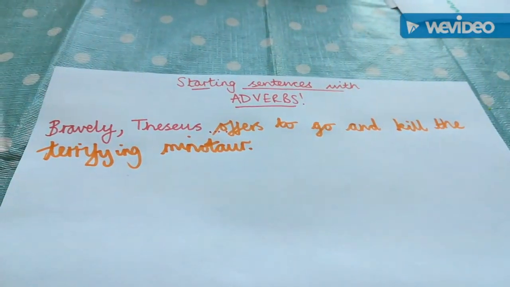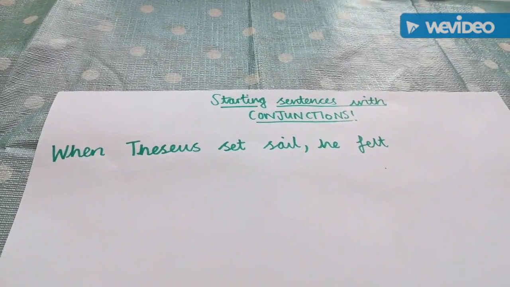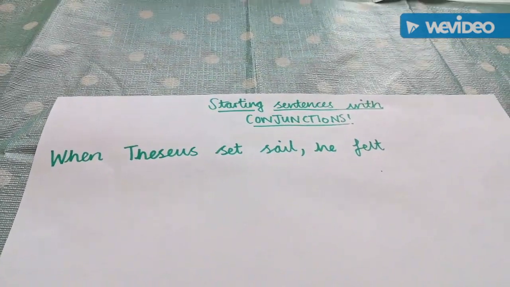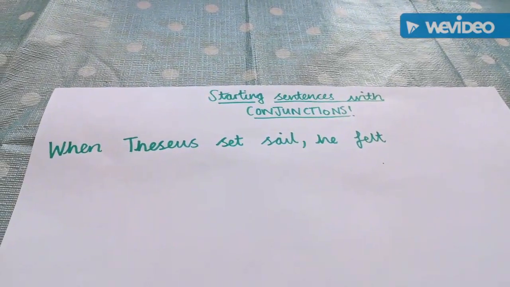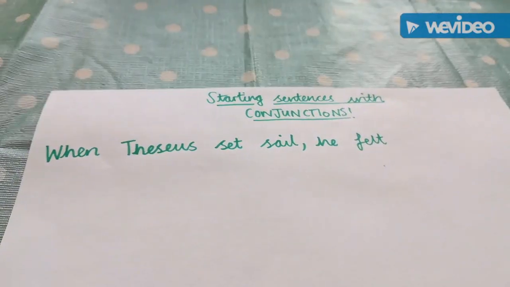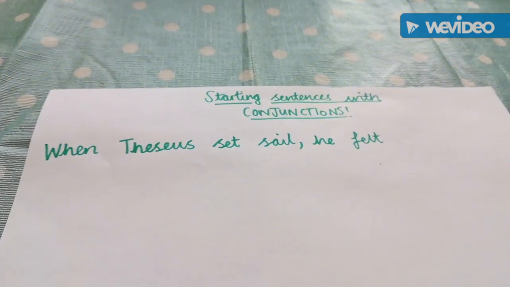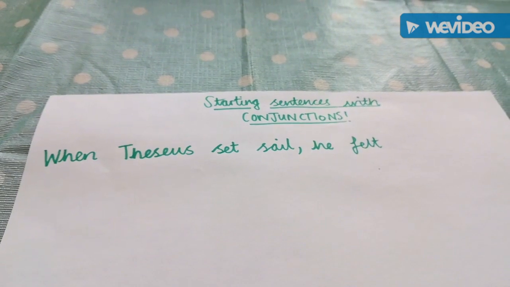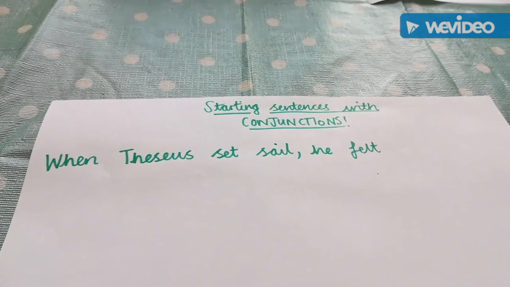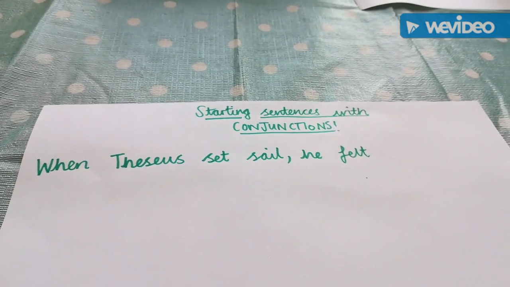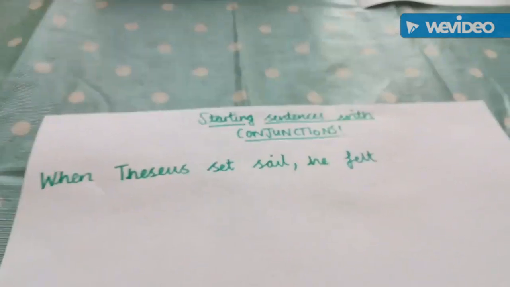So hopefully now you've written your sentences that start with the adverbs, and now we're going to move on to sentences starting with conjunctions. So the first one we're going to do all together. The first one starts with the conjunction when. When Theseus set sail, he felt... Now, it's up to you how you continue this sentence, but I was thinking about it and I thought, well, maybe he feels more than one emotion. Maybe he's feeling anxious or worried about the dangers that lay ahead.